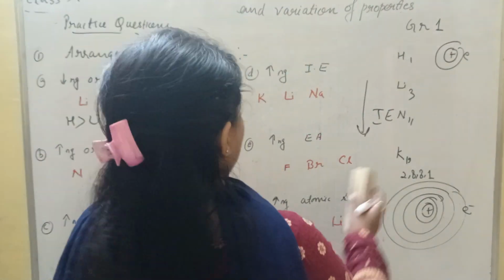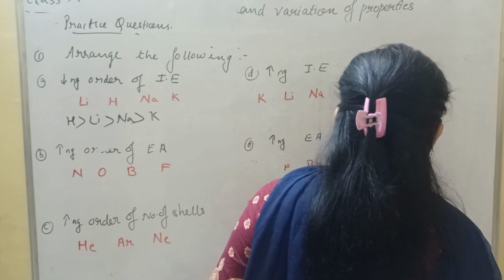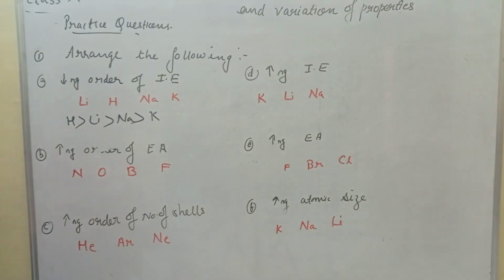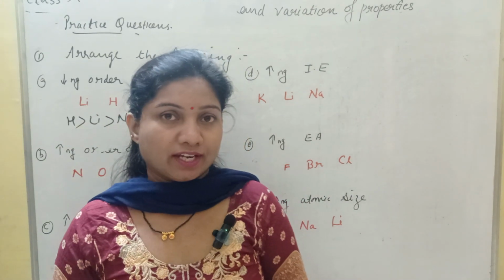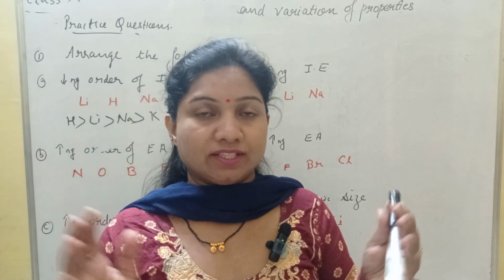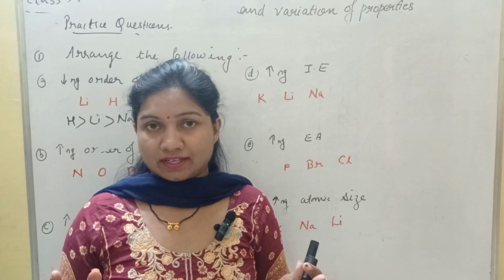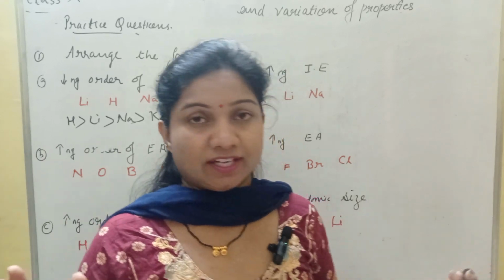Second is increasing order of electron affinity. Electron affinity is the amount of energy released when an electron is added. So the more is the size of atom, the less is the tendency to accept electron. Because why? Because the nucleus will not pull the electron with that much force that is required to accept the electron. So bigger the size, less is the amount of electron affinity and less is the acceptance of electron by the atom. And smaller the size, more is the electron affinity value.